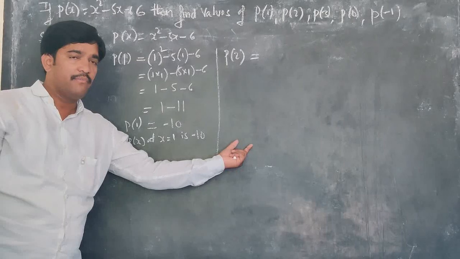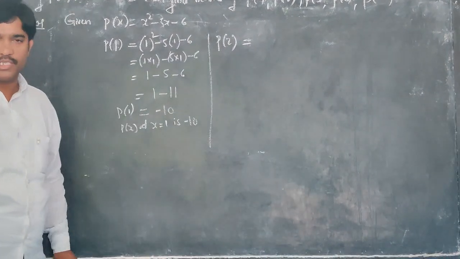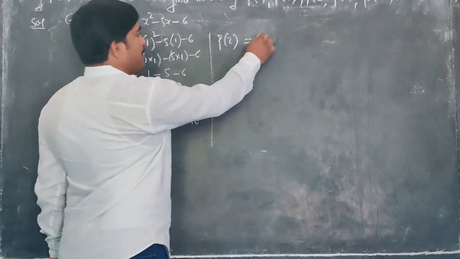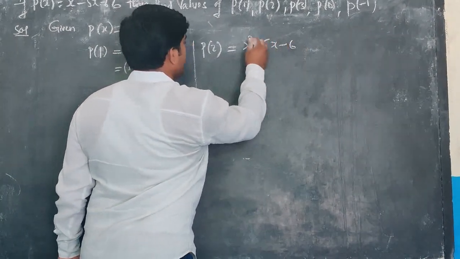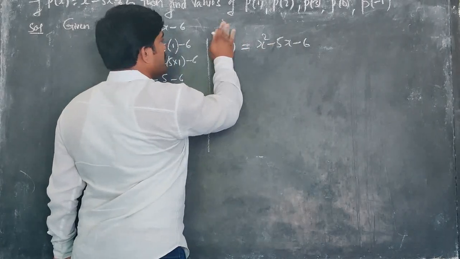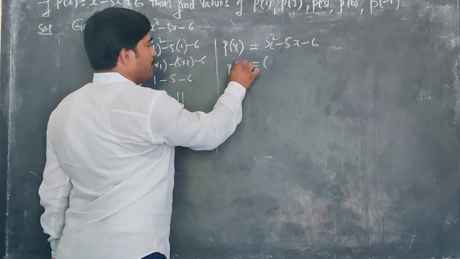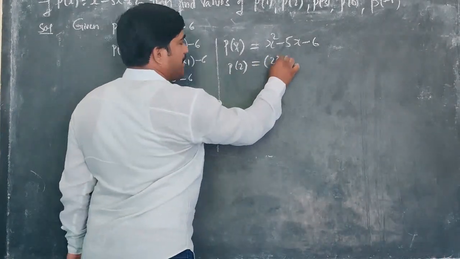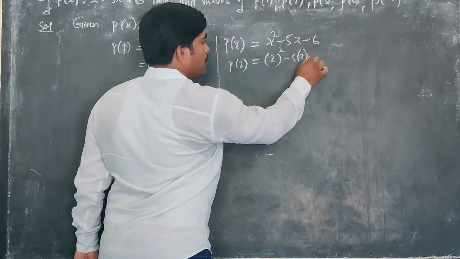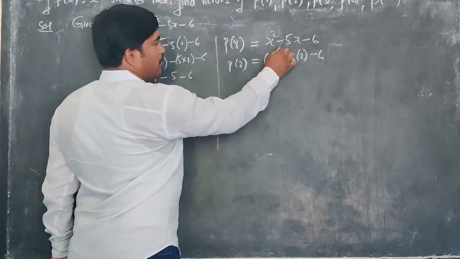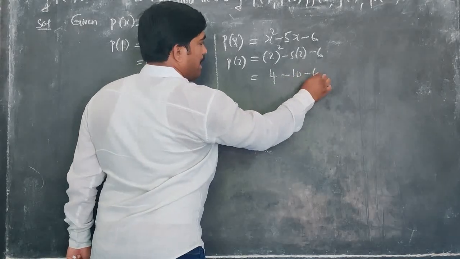It will not be the same for each and every real number we substitute in the polynomial. Now we will check out x square minus 5x minus 6. Now this is the second bit. So I will substitute now P of x, P of 2. In the place of x I will substitute 2: 2 square is 4, minus 5 into 2 is 10, minus 6.